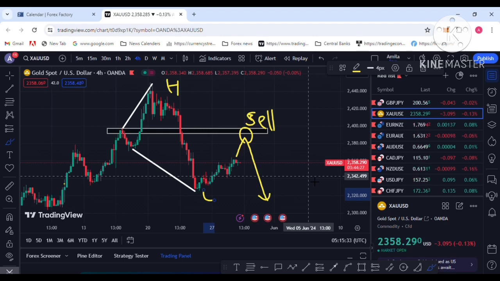So try to understand, study, and learn technical patterns.